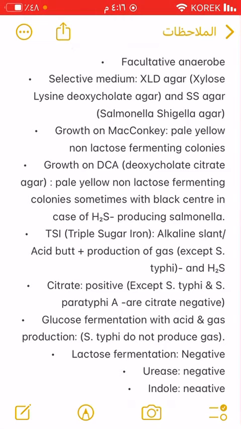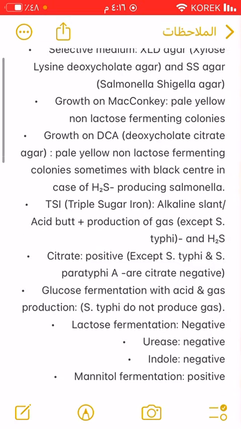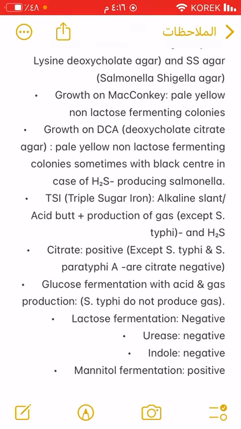And alkaline slant, as we said, so K over A, and we will write the gas production. As we know, in some bacteria, for example, E. coli, it's easy to find on TSI. It's just A over A or acid over acid, acid slant and acid butt, and it's positive for gas production and no H2S, and it ferments glucose. E. coli, for example, is one of the easiest bacteria to detect on triple sugar iron.